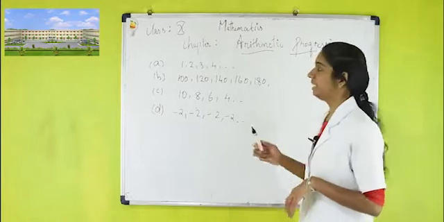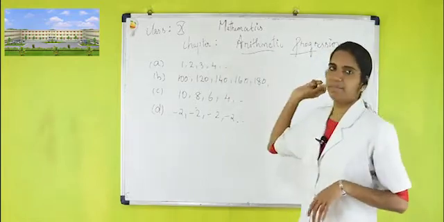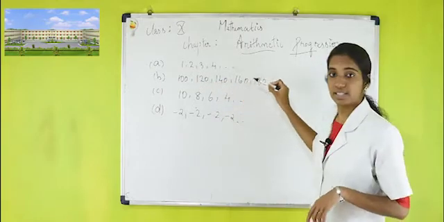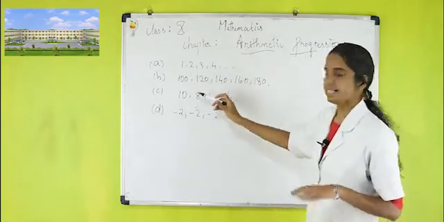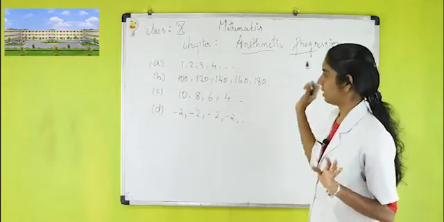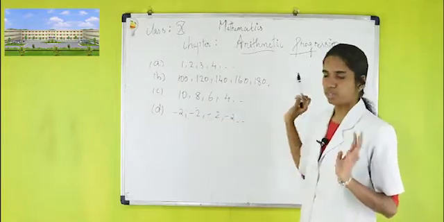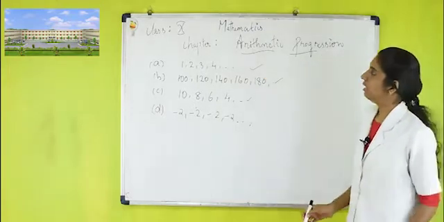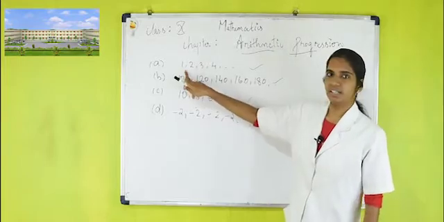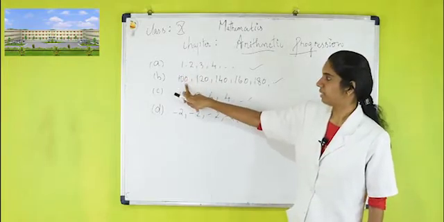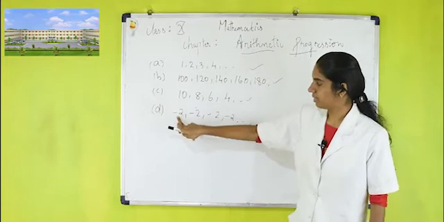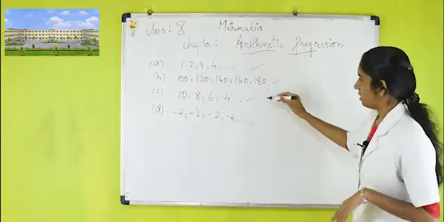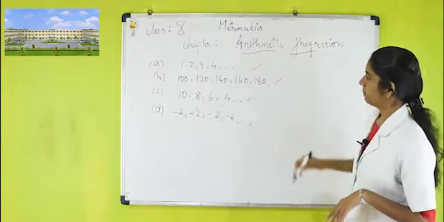The first case is 1, 2, 3, 4, etc. And the second series is 100, 120, 140, 160, 180, etc. And the third example is 10, 8, 6, 4, etc. And the last one is minus 2, etc. So these all are series, right? Okay. So in the first case, the first number is 1, right? Here the first number is 100, here the first number is 10, here the first number is minus 2. So are there any peculiarities of the series? Can you find any properties?